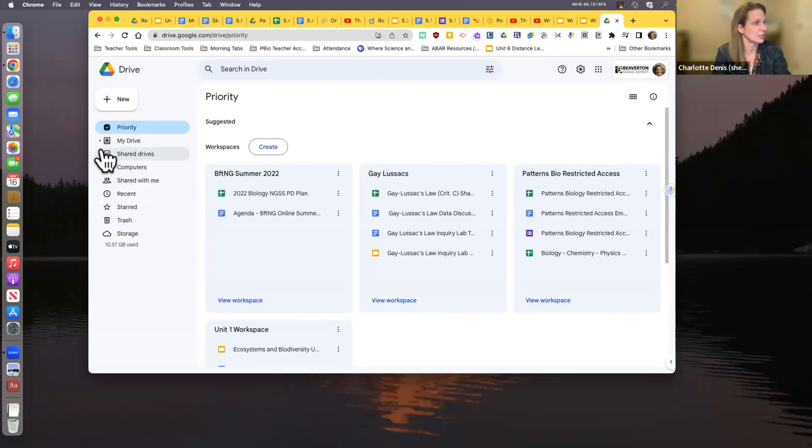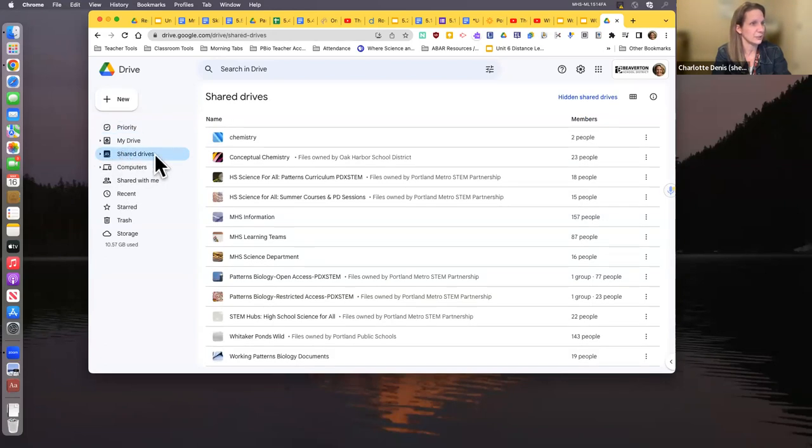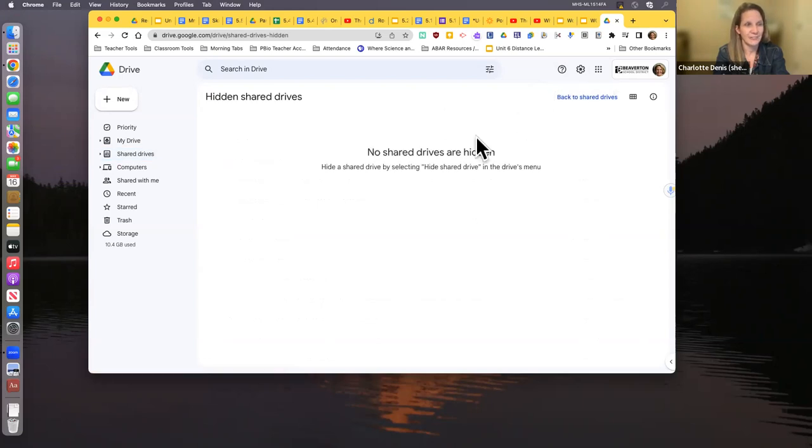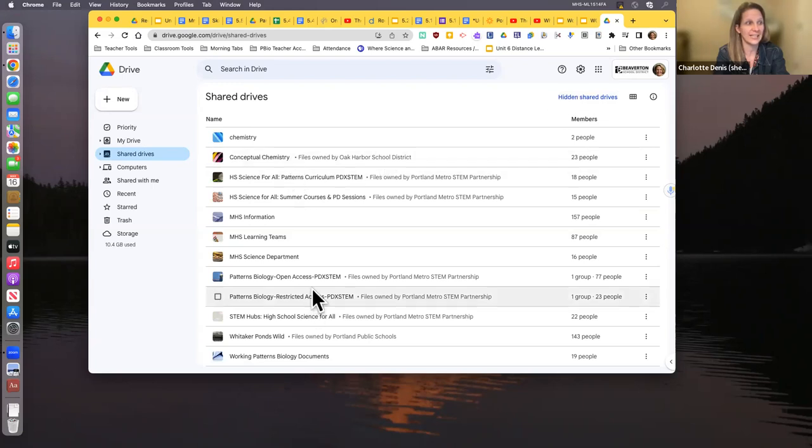So if you click on shared drives over here on the left, I have a bunch of shared drives. We now use that for our sharing even within our department. But up here, you have a thing that says hidden shared drives. Now, if I click on that, I have no hidden shared drives, but you might find that you can't see it on your main page, but those two open access and restricted access folders, you have nothing hidden.